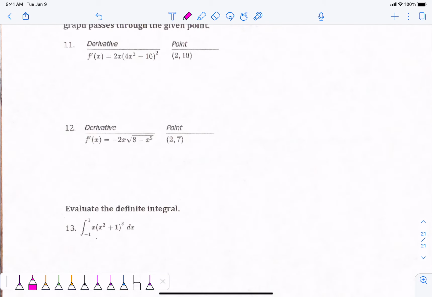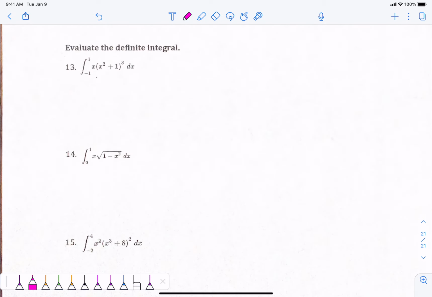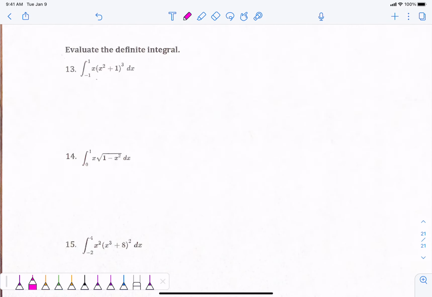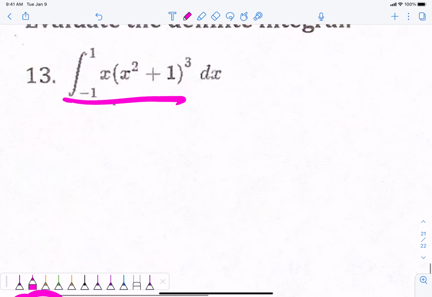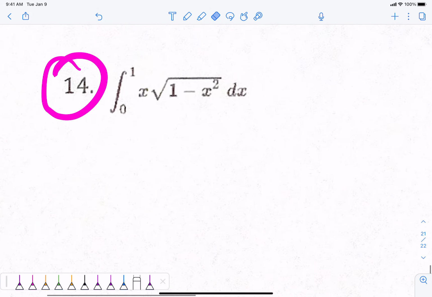Do you want to do some of them together? Which one? Well, the definite integrals are 13, 14, 15. Do you want to do 12 and maybe 13? Actually, let's do 12 and 14. 14 is going to be a little bit harder because it's a square root. 13 looks exactly like the one that we just did because it was a cubic function. So let's do 14 first and then we'll bump back to 12.